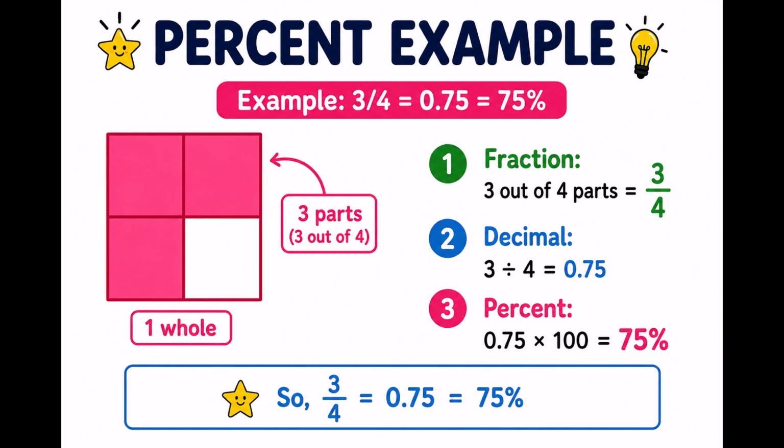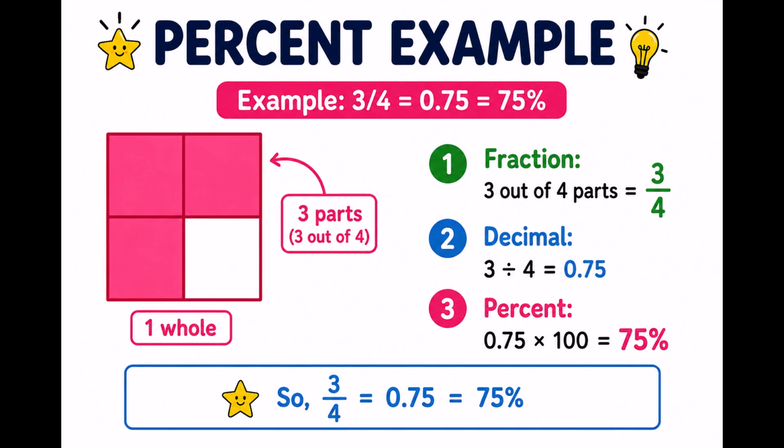So let's go. Now let's look at another example of changing a fraction into a decimal and a percent. Step 1, start with the fraction. What is our fraction? Our fraction is 3/4. It's 3 over 4. This means 3 out of 4 equal parts. Excellent job. The picture shows 3 shaded parts out of 4 parts.